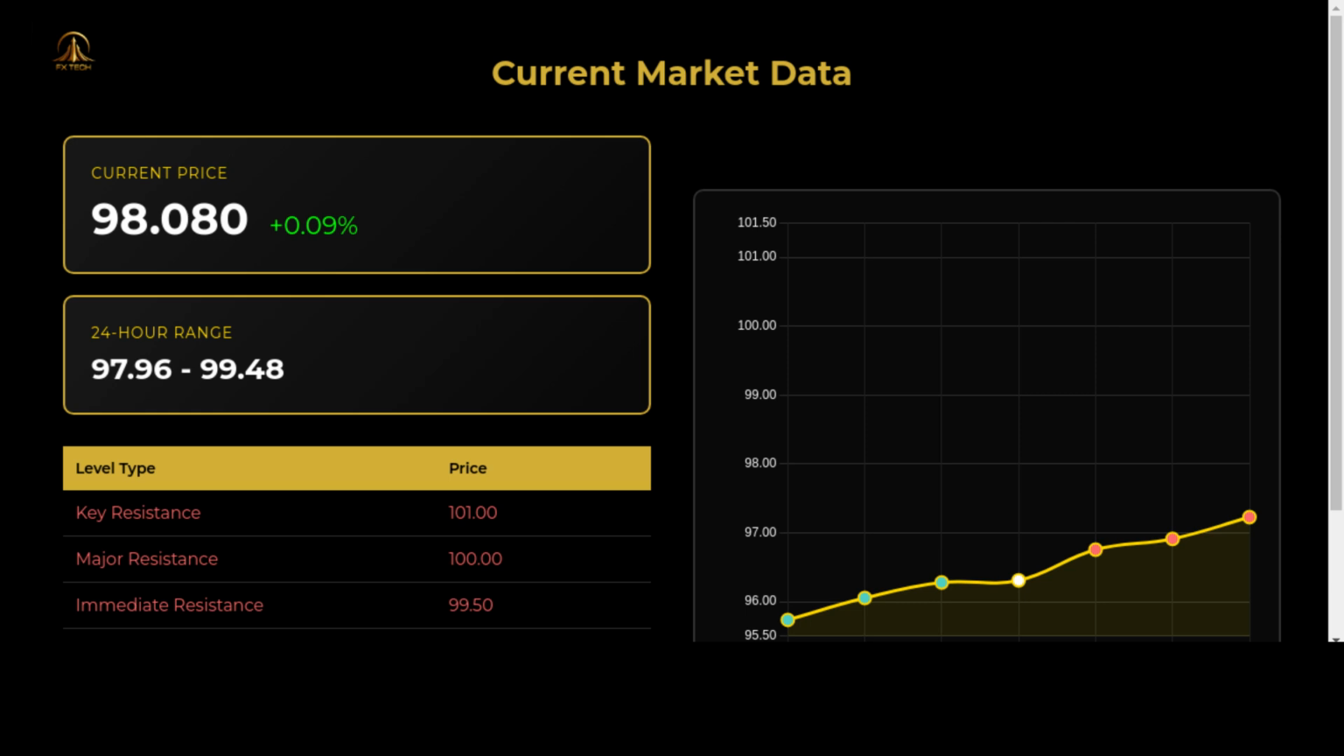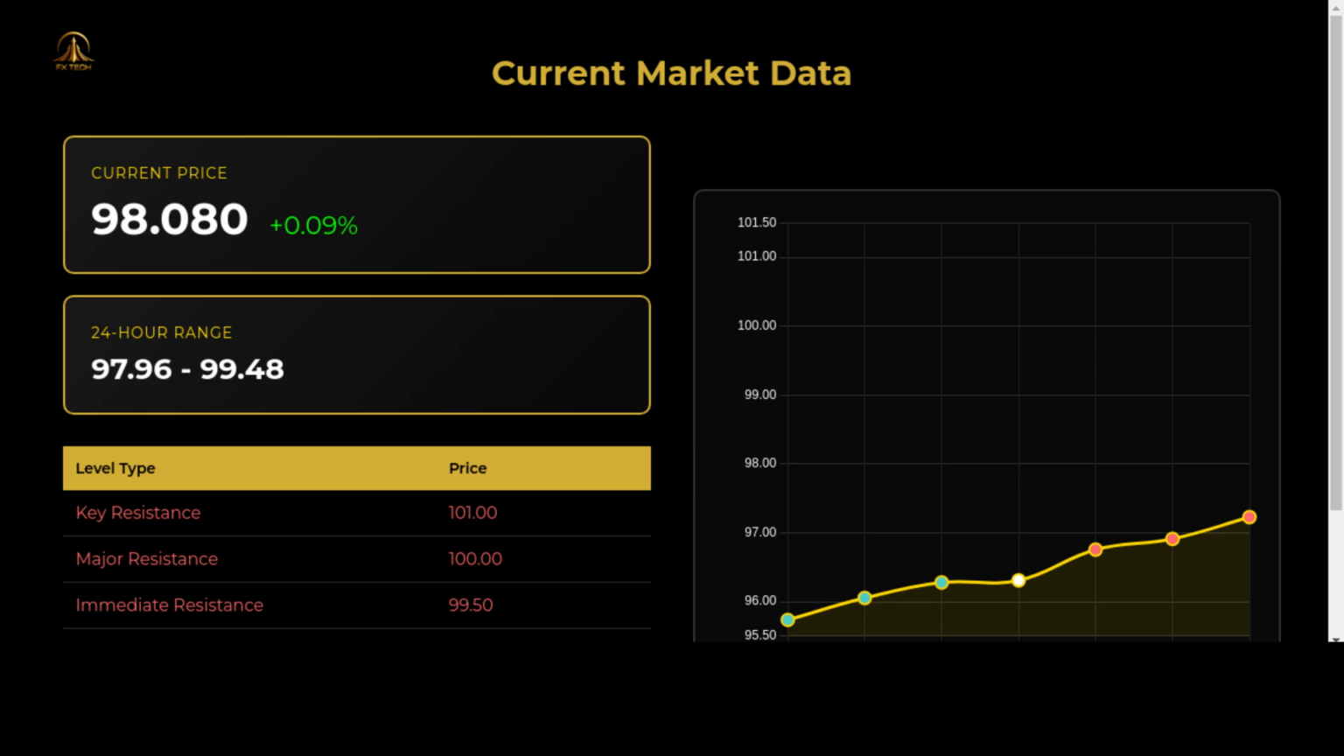As of our analysis date, AUD/JPY is trading at 98.080, showing a modest gain of 0.09% on the day. The 24-hour range spans from 97.96 to 99.48, indicating moderate volatility.